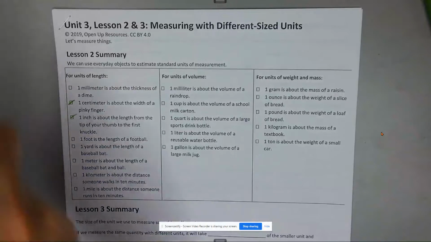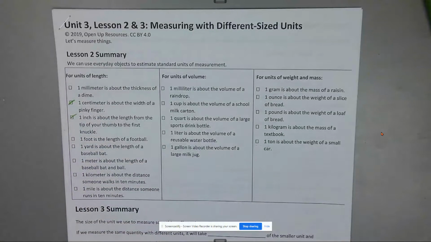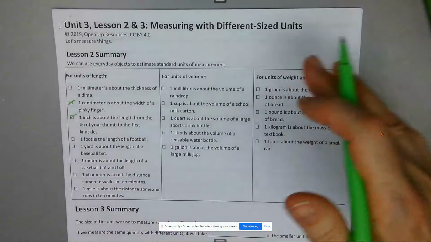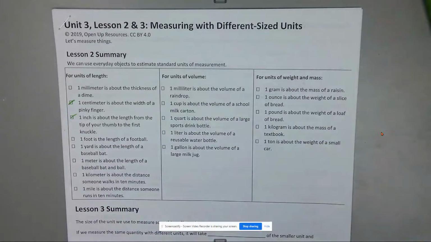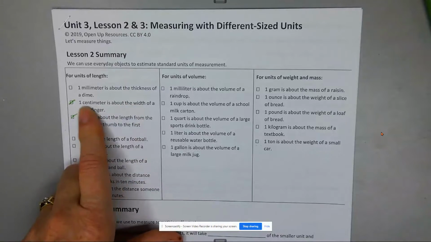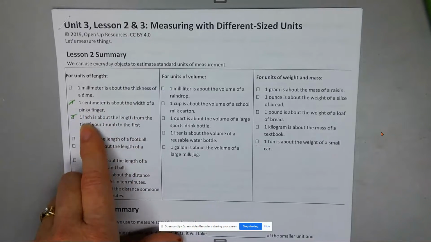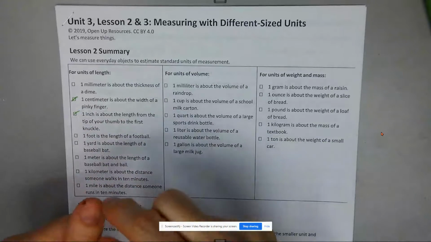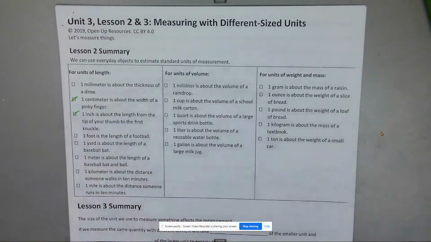I marked a couple that I use. I would like you to read through all of them and choose a couple that will help you to estimate units. Because a lot of times kids are like, I don't know how much this is or that is. Two I really like: the centimeter, about the width of my pinky, and the thumb going to your knuckle is a good one.